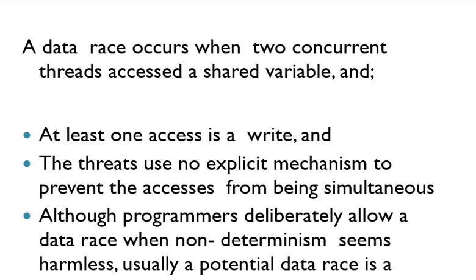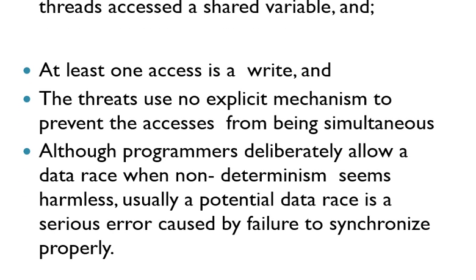Moving on, a data race occurs when two concurrent threads access a shared variable, and at least one access is a write, and the threads use no explicit mechanisms to prevent the accesses from being simultaneous. Although programs deliberately allow data races when non-determinism seems harmless, usually a potential data race is a serious error caused by a failure to synchronize properly.